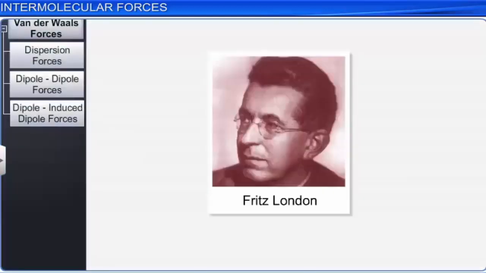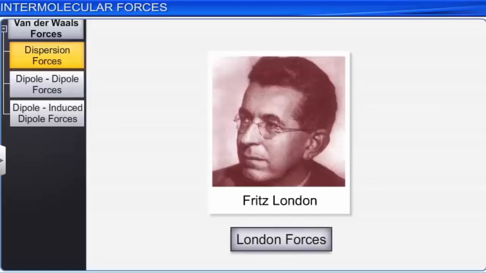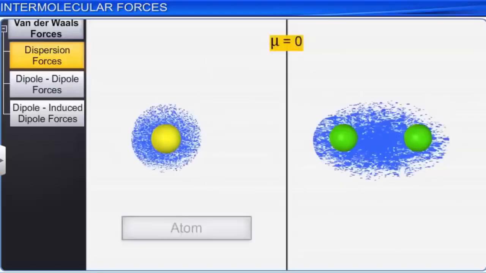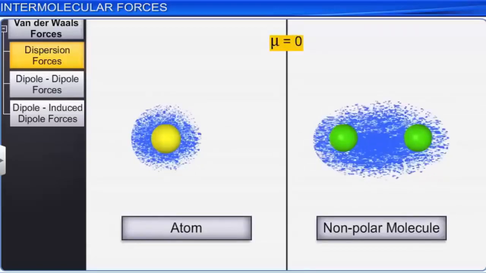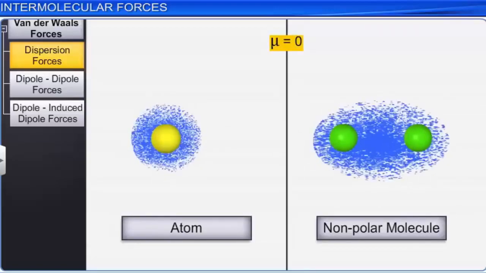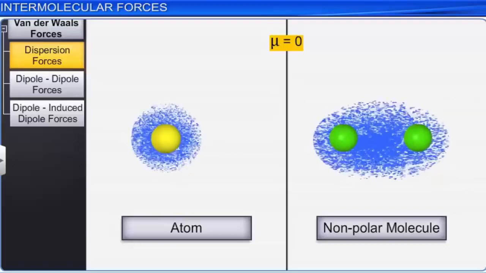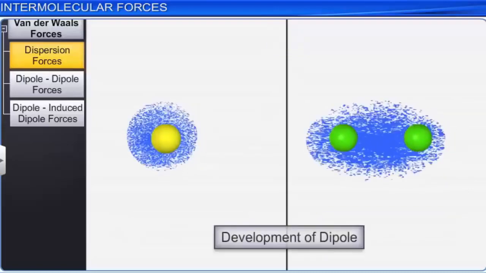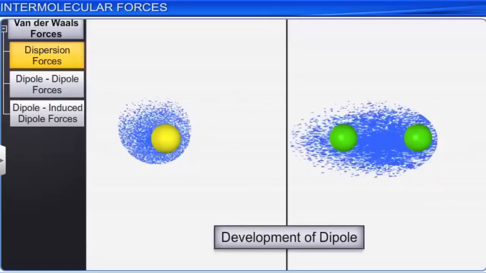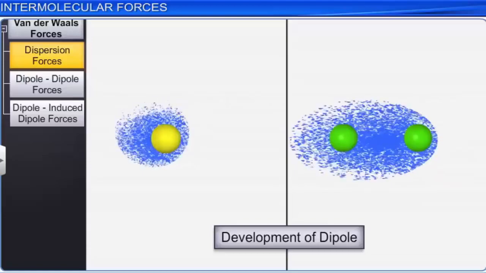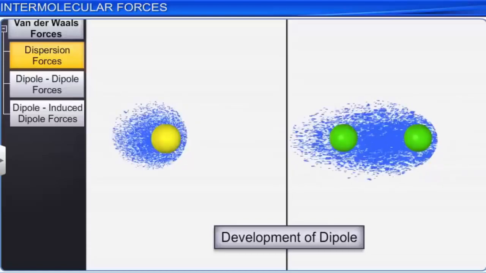The existence of dispersion forces was first suggested by Fritz London, and hence these forces are also known as London forces. We know that atoms and nonpolar molecules have no dipole moment because their electron cloud is symmetrically distributed. However, due to the constant motion of the electrons, an atom or molecule can develop an instantaneous or transient dipole when its electron cloud is distributed asymmetrically about its nucleus.